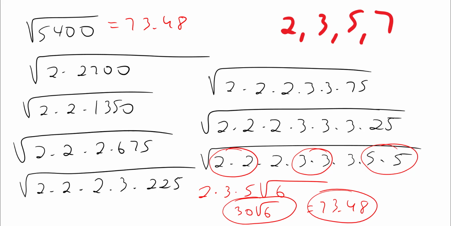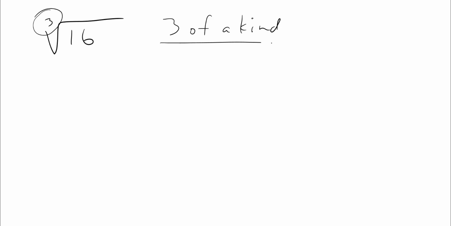All right, I don't mean to be dragging this out here, but I think it's important to talk about this. Let's say the cube root of 16. Remember I told you about pairs? You're trying to get pairs? Guys, there's a 3 here. So you're looking for 3 of a kind, 3 of one number. Before I was looking for pairs, now I'm looking for 3 of the same thing. So watch this. We're going to do the exact same thing.